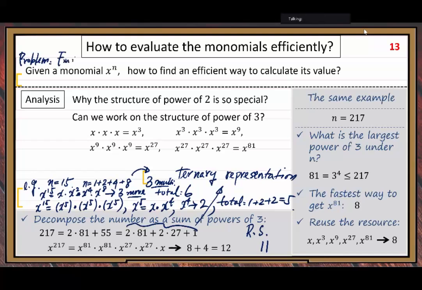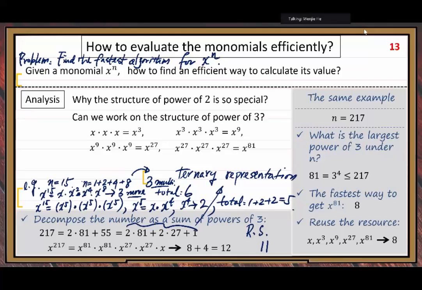Find the fastest. Fastest means minimum number of multiplications. Find the minimum, fastest algorithm for monomial. Think about this question, because it's not that easy to answer. Interesting. Think about it. So we complete this topic.